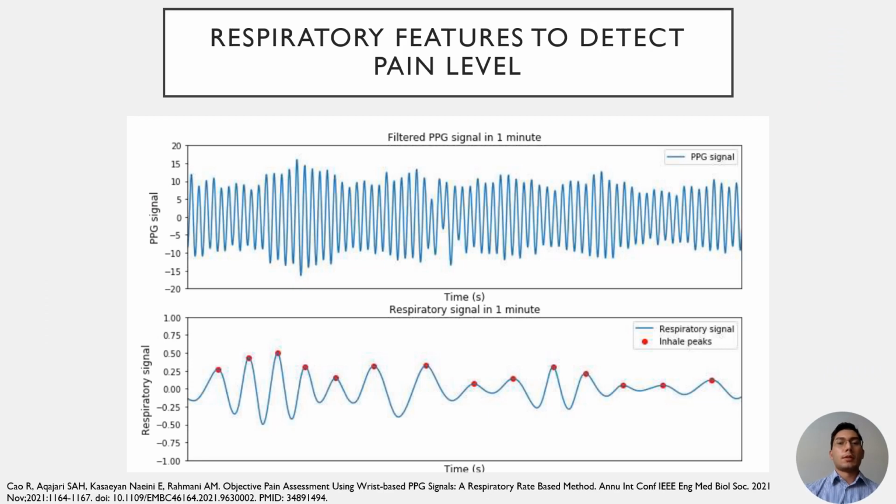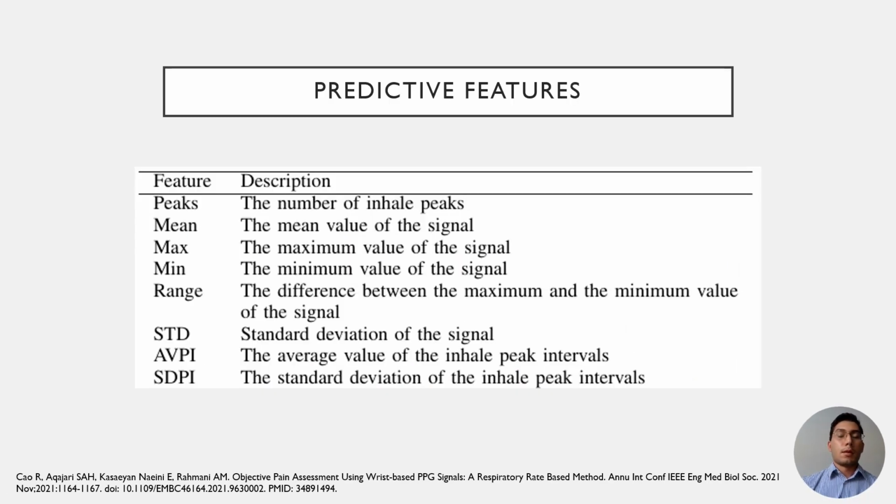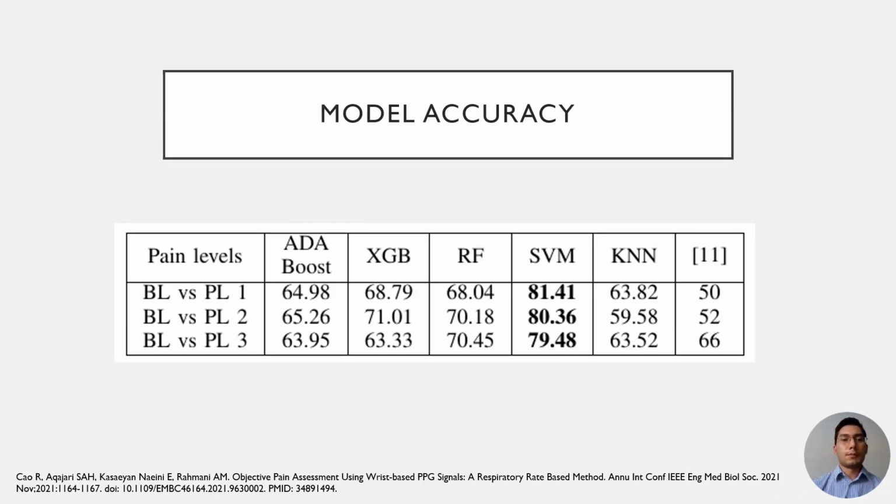On this slide, you can see the PPG signal on the top and the extracted respiratory signal on the bottom. The researchers focused on different features from the respiratory graph, such as peaks, the number of inhaled peaks, the mean value of the signal, the maximum value, the minimum value, the range, standard deviation, and etc. And it turns out these features are very predictive of the pain level.